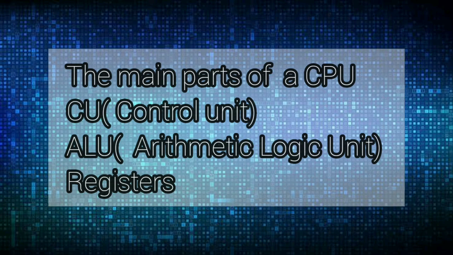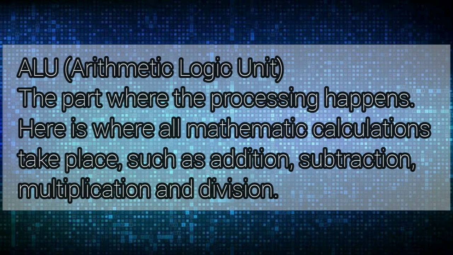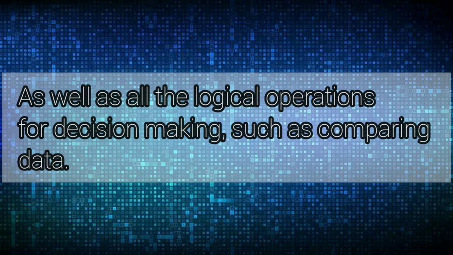The main parts of the CPU: CU, ALU, and registers. CU. It regulates the flow of input and output. It's the part that fetches and retrieves the instructions from main memory and later decodes them. ALU, the part where the processing happens. Here is where all mathematical calculations take place, such as addition, subtraction, multiplication, and division, as well as all the logical operations for decision making, such as comparing data.